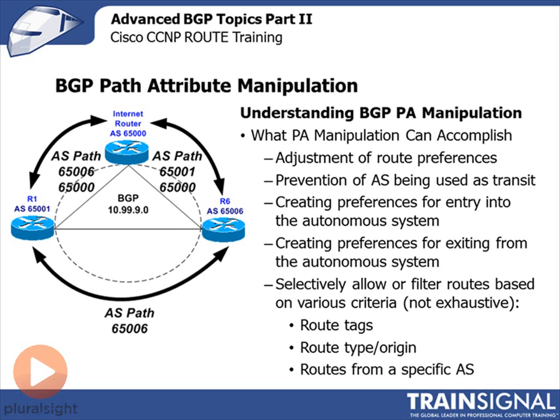It can also give you the ability to allow or filter routes based on a number of criteria, and this is not an exhaustive list, but you can use route tags, the route type or origin, recall, IGP injected, EGP, unknown, incomplete attribute, routes to or from a specific autonomous system.